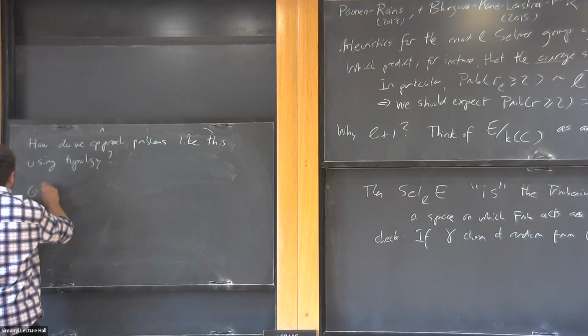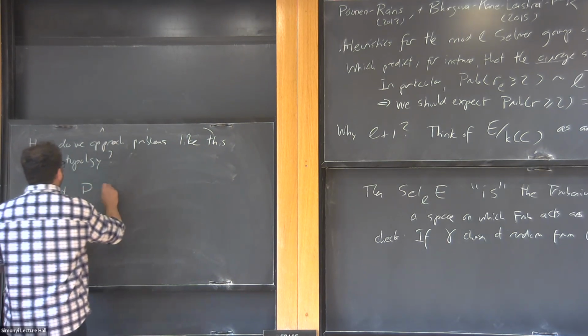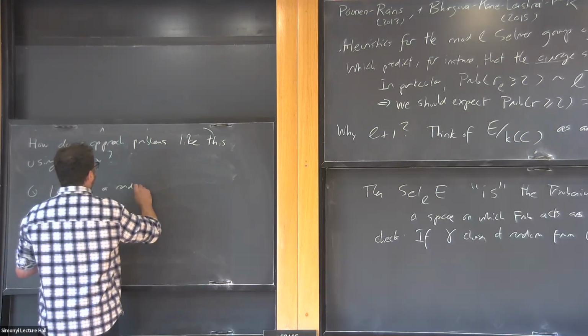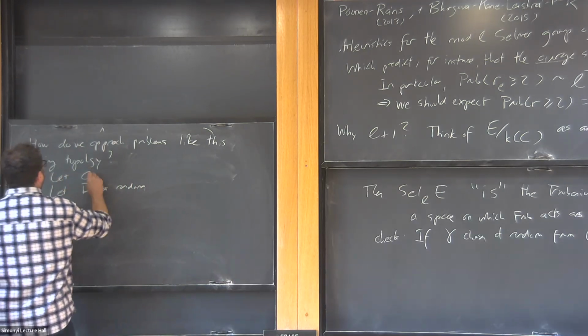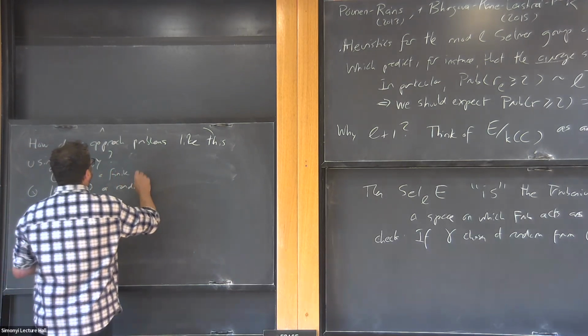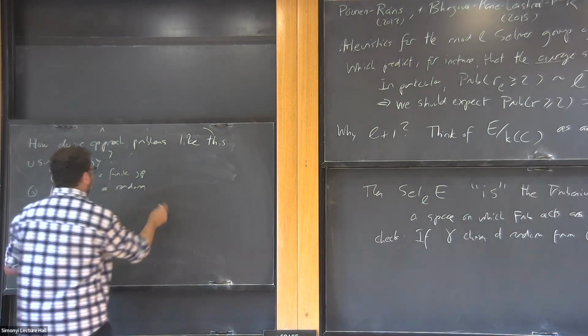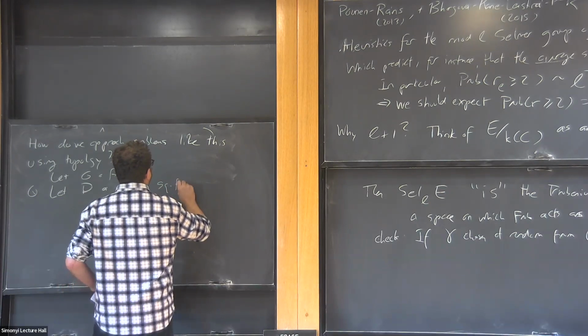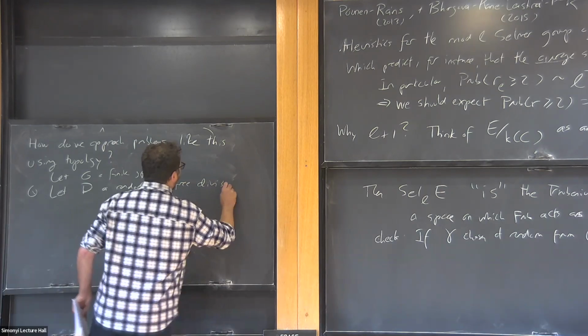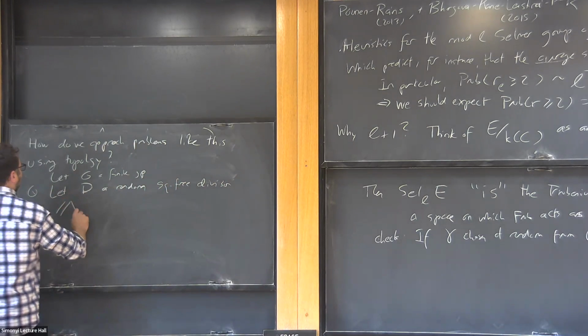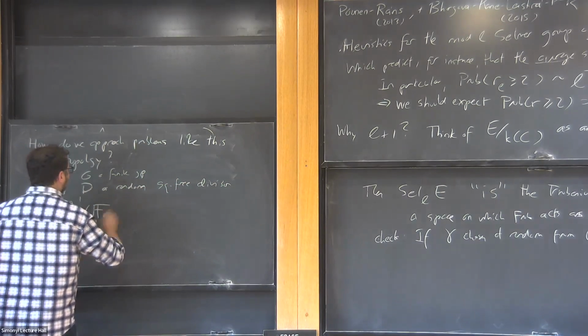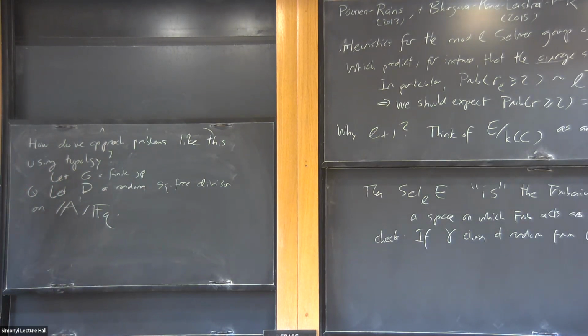So question: let G be a finite group, and let D be a random square-free divisor on the affine line over F_q. So I guess I just said again, a random square-free polynomial. I don't know why my notes, I choose to say it more pretentiously this time, but it's the same thing. I'm picking some random square-free polynomial.